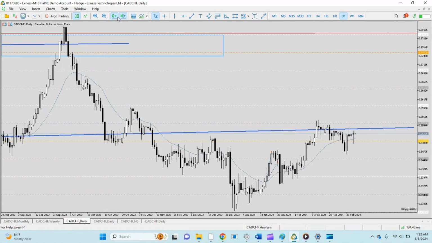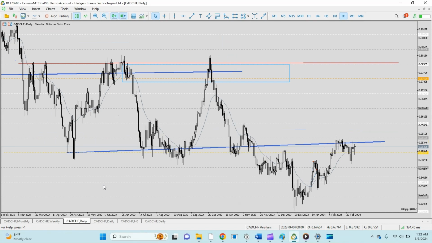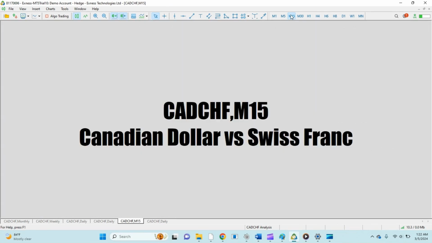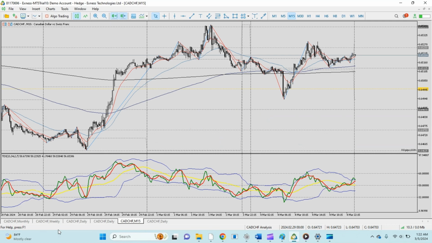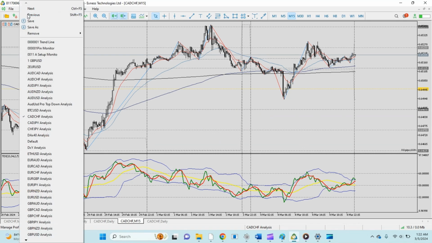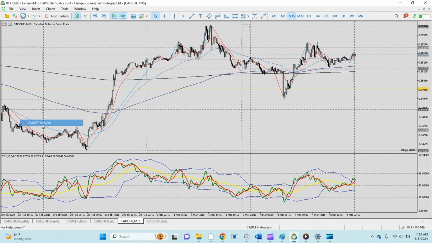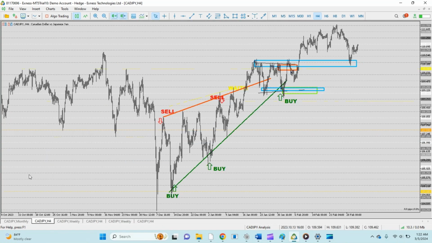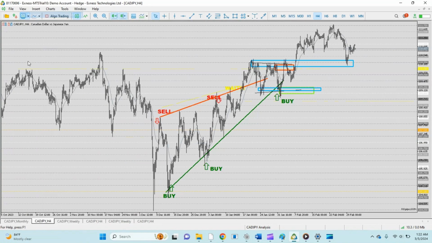So on the daily, nothing much. I use this for extra confidence when I want to enter, and I use it on H4 and M15. CADJPY, I think I'm very tired. Maybe we continue next time.